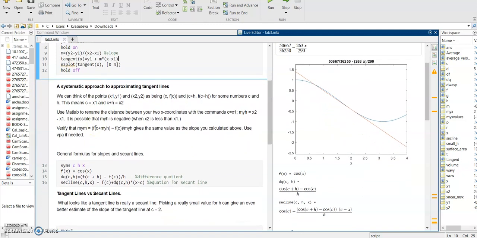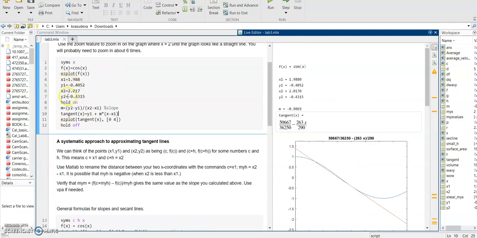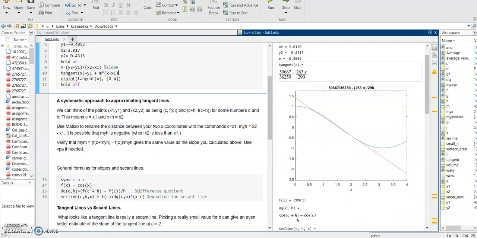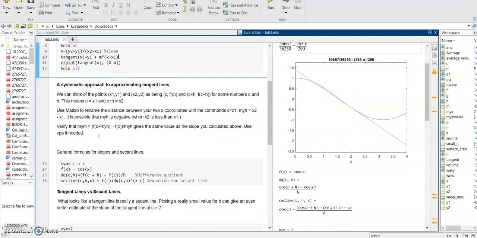Now the next section is the systematic approach to approximating tangent lines. What we did above is we picked points and then solved it line by line. But here we are reducing our work. In the process of reducing our work, we have to change quite a few things.